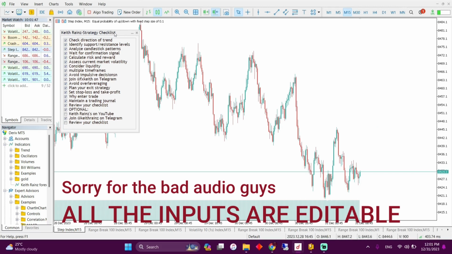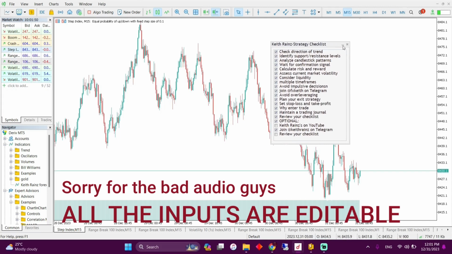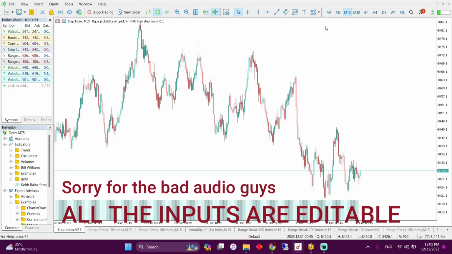So that's basically it. You can drag it anywhere. You can click on minimize, you can expand it, you can close it. It's simply a checklist that you can use to make sure that your emotions don't get in the way of trading.